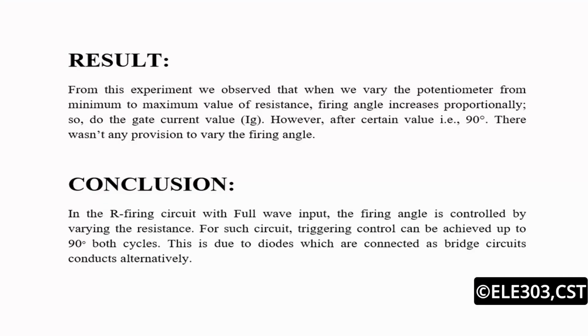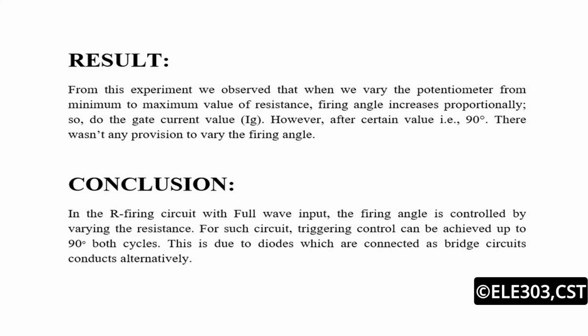Result. From this experiment, we observed that when we vary the potentiometer from minimum to maximum value of resistance, the firing angle increases, and so does the gate current value Ig. However, after a certain value, that is 90 degree, there wasn't any provision to vary the firing angle.